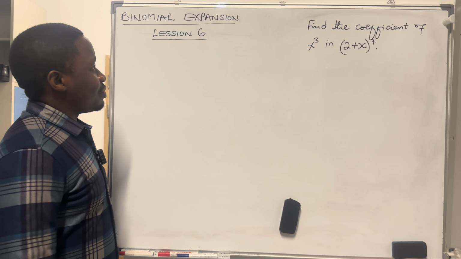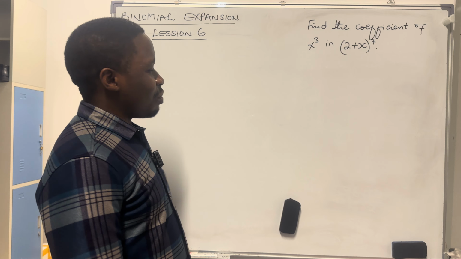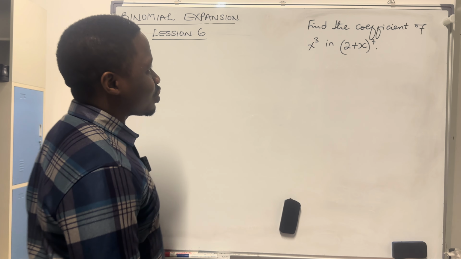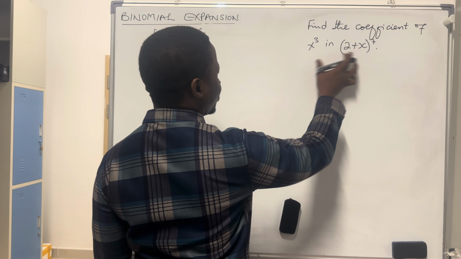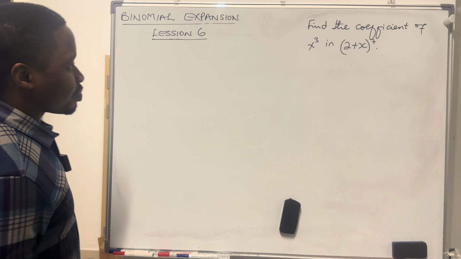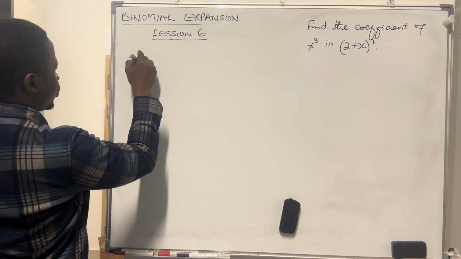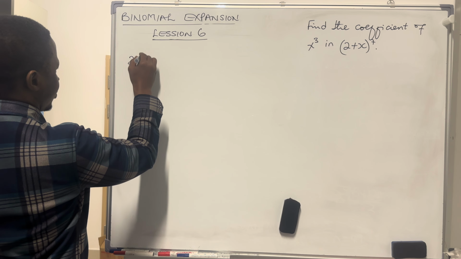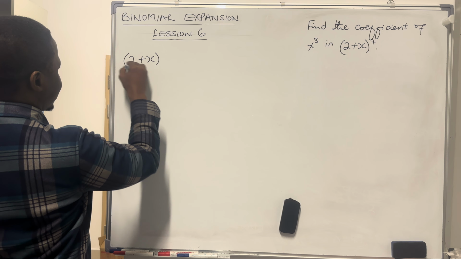Hi class, we have the sixth lesson for binomial expansion. The question is to find the coefficient of x cubed in this binomial. We have (2 + x) to the power 7.